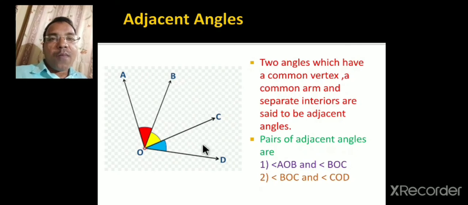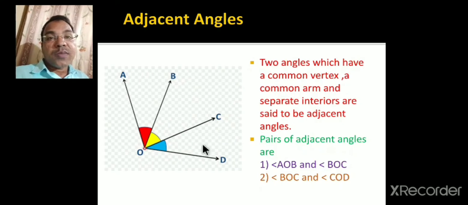For being adjacent angles, three conditions must be satisfied: the vertex of the angles should be common, one arm should be common, and the interiors of the angles should be separate. If these three conditions are satisfied, then the two angles are said to be adjacent angles.